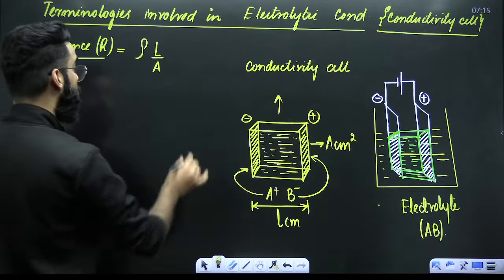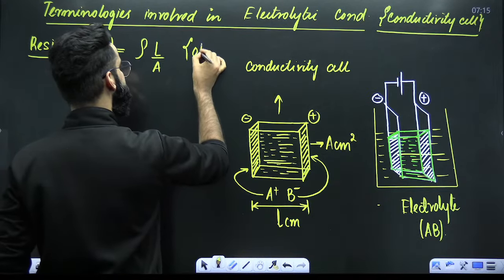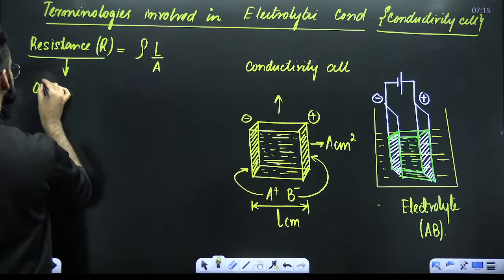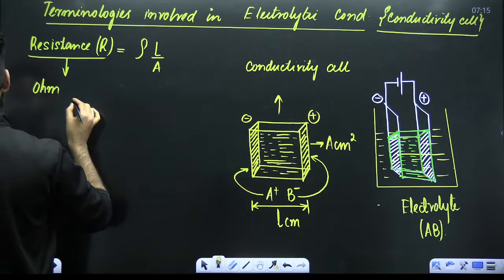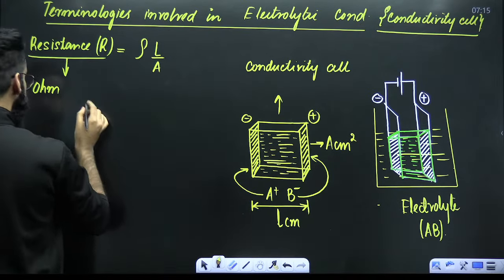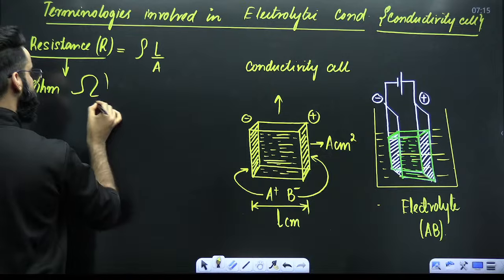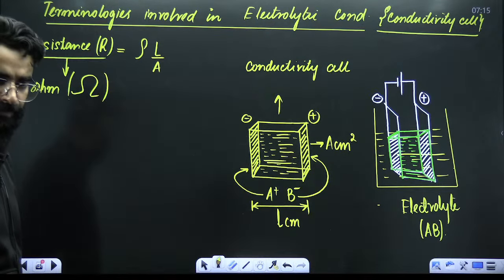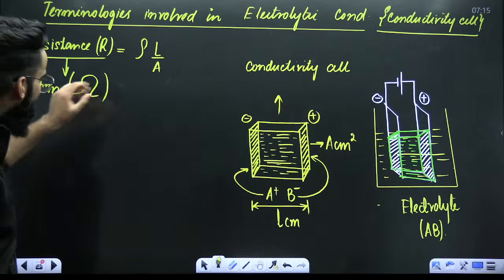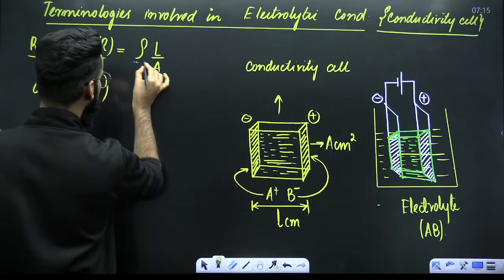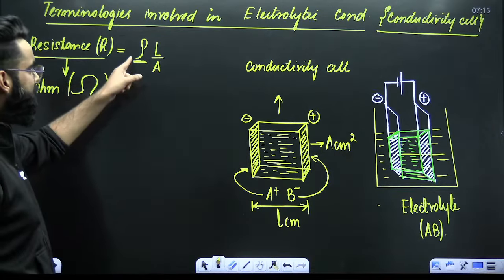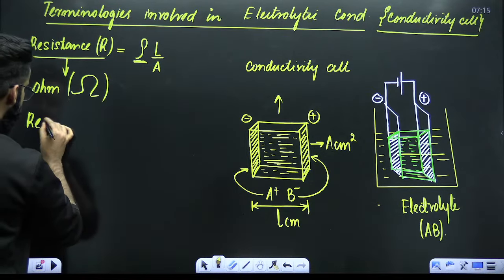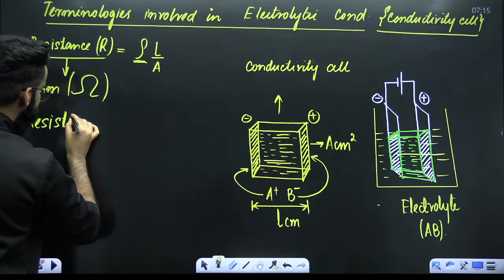If I ask you, first of all, what are the units of resistance? Resistance unit is ohm. This is how you represent it. Clear to everyone? Now, my dear students, in this particular expression, what did we get here? We got this term rho. What is rho? Rho is called resistivity.